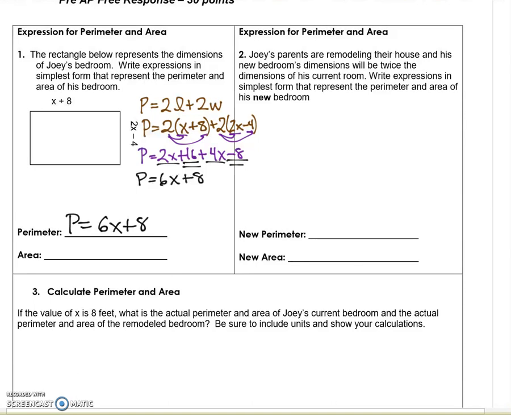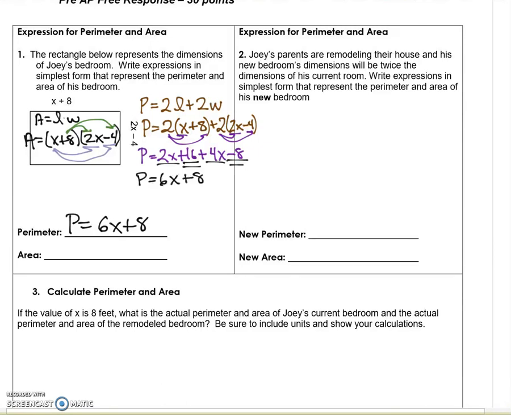And then for the area, we want to multiply the length times the width. That's the formula for area. I'm going to do this using the distributive method, so that's x plus 8 times 2x minus 4. I will take the x and multiply it by the 2x, and the x and multiply it by the negative 4. Then I will take the 8 and multiply it by the 2x, and the 8 and multiply it by the negative 4.